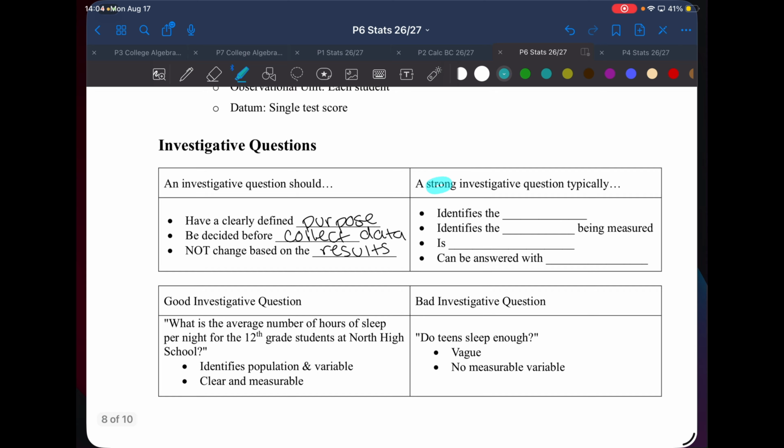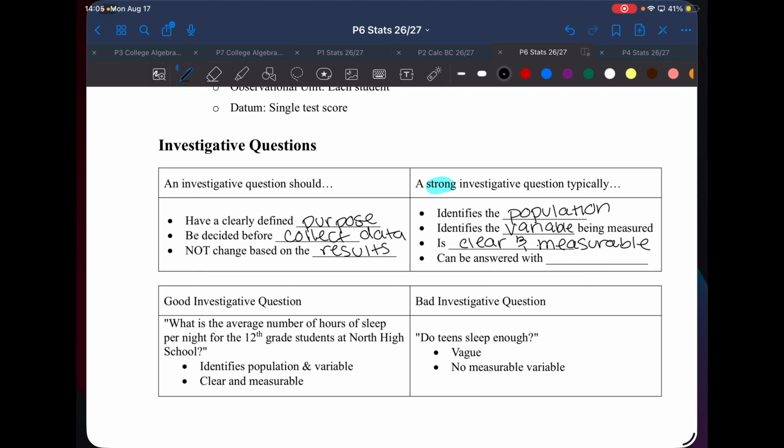If you want to have a strong investigative question, so this is what's going to give you that A, that 100, a strong investigative question, you need to make sure that it identifies the population and it identifies the variable, and that the variable is clear and measurable. Okay, so there's no guessing on what that variable is. We can clearly find it within the statement and identify it. Measurable means we can collect data from it.